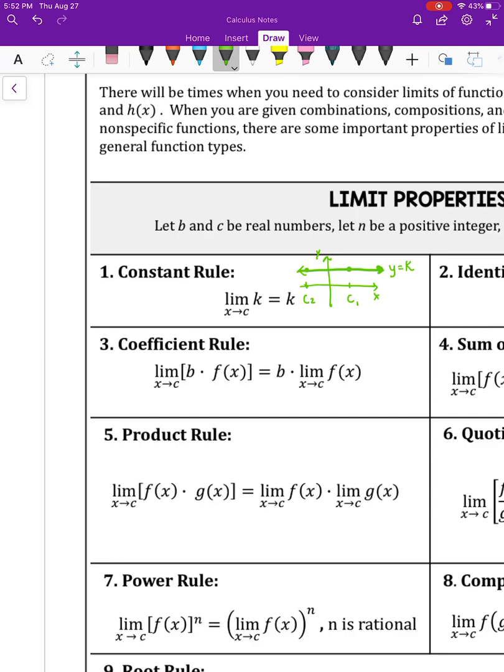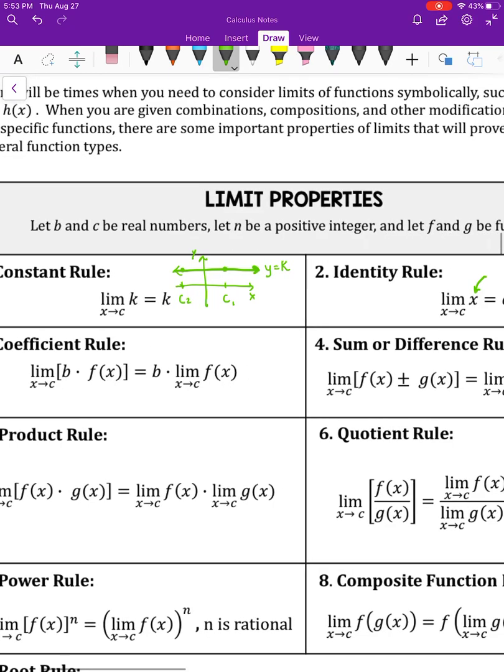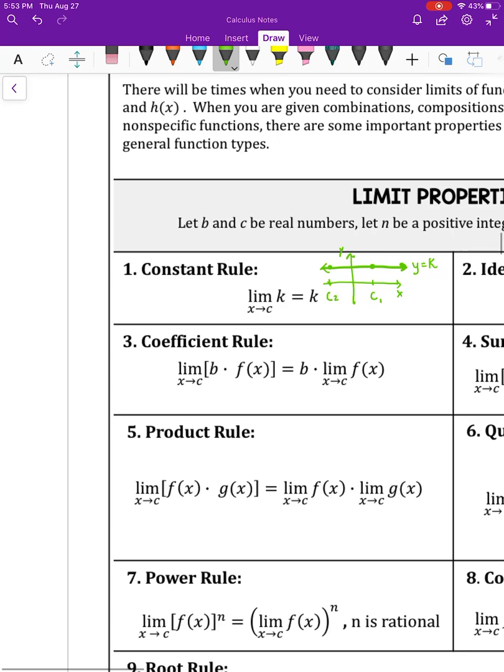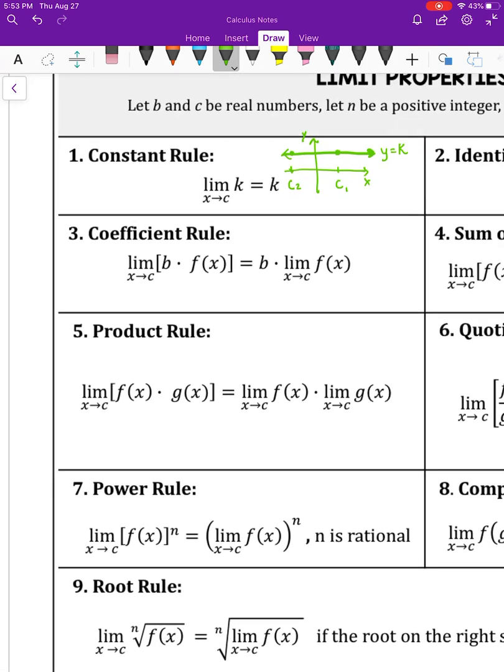So coefficient rule. The limit as x approaches c of some real number b times a function, you can pull that real number out and it'll be the same thing as that number times the limit of the function as x approaches c. Number 4, sum or difference. If I'm taking the limit as x approaches c of two functions that are being added or subtracted, I can set those limits and look at those individually. Break those up individually.